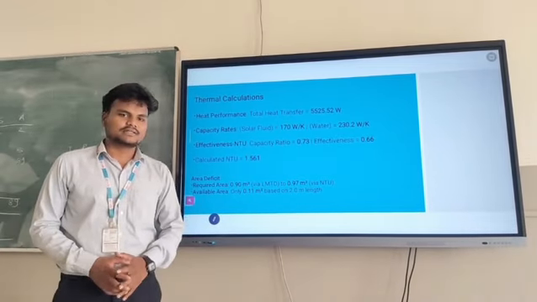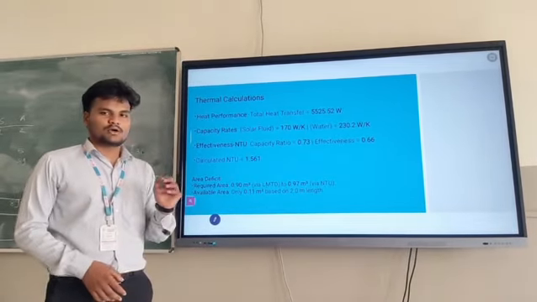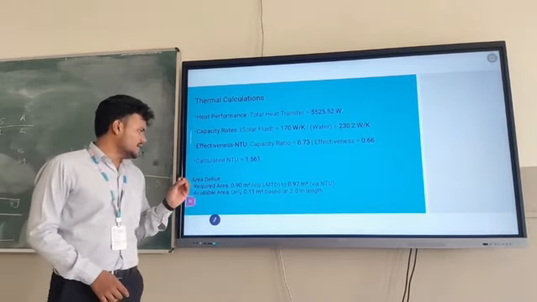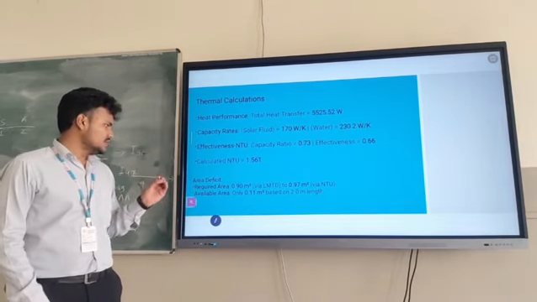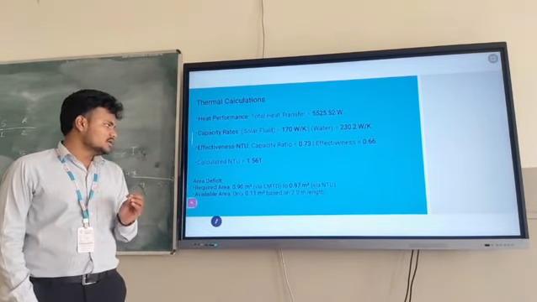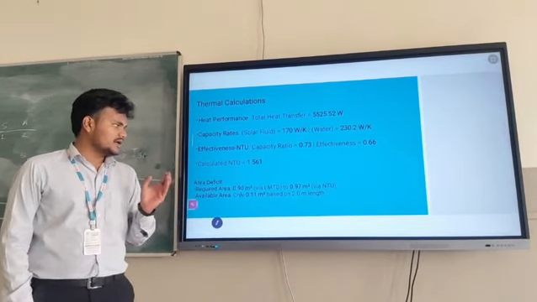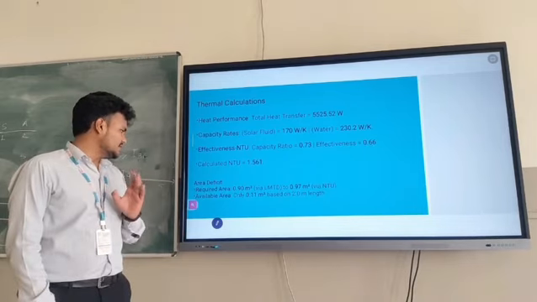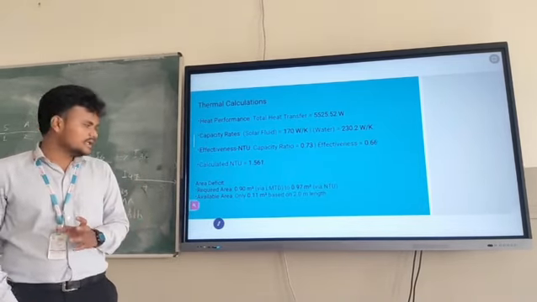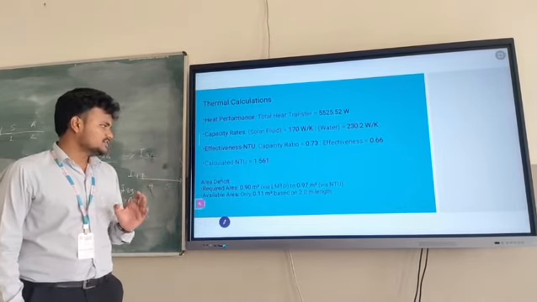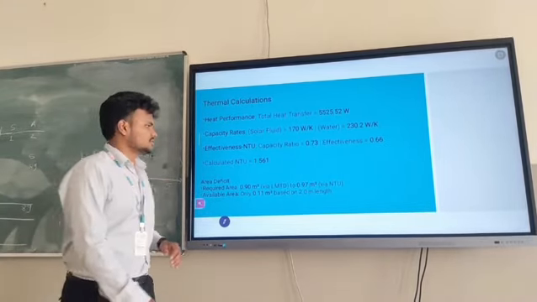Next I have calculated the NTU, which comes to around 1.561. The required area calculated by LMTD comes to around 0.90 meter square, and by NTU it comes to around 0.97 meter square. The available area we have is only 0.11 meter square based on the 2 meter length.